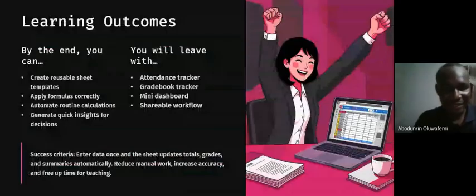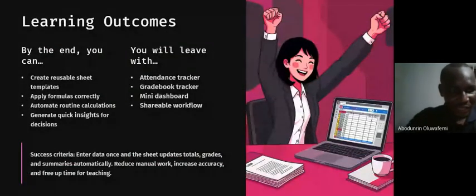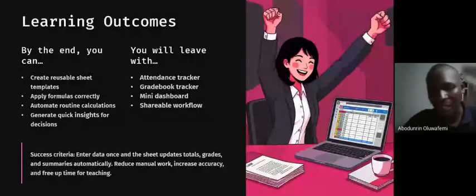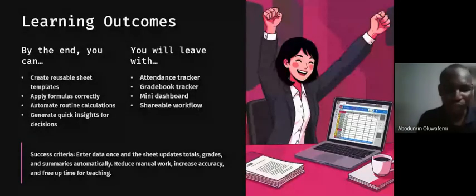So let's start quickly with the learning outcomes. At the end of today, we should be able to create a reusable sheet template, apply formulas correctly, and automate routine calculations. All the calculations we do every now and then, we shouldn't be doing them anymore. We should just enter the scores and the calculation should be done for us. We should be able to generate quick insights and make decisions just by opening your laptop.